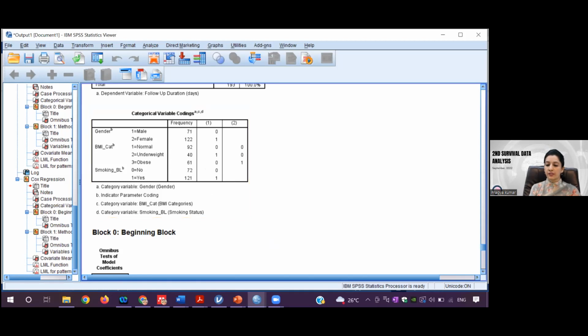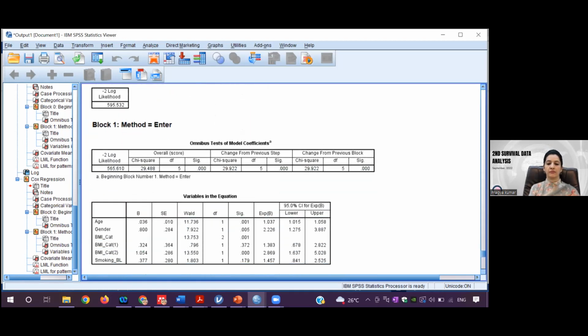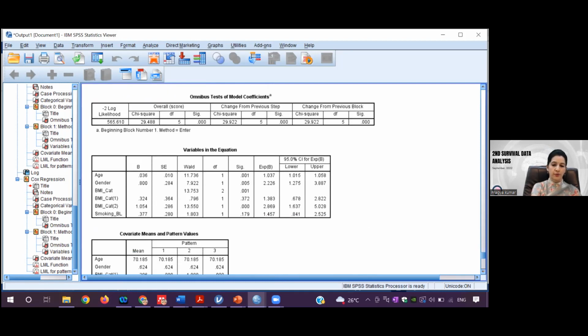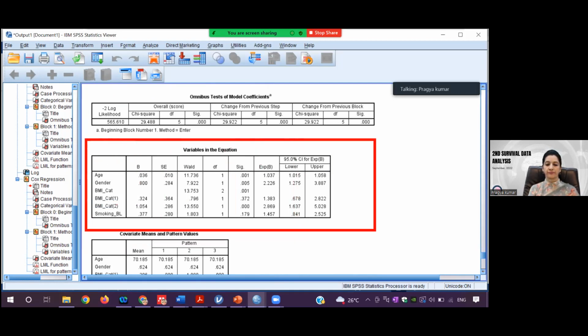Now coming to the interpretation. This table is the most important table, and this is the table we give in our manuscript. This is the adjusted hazard ratio. I'll tell you how to calculate the unadjusted also. When you have only a single variable, that is the unadjusted hazard ratio, because you have not adjusted for the other confounders. And you know what a confounder is? A confounder is a variable in the presence of which the effect gets either overshadowed or overexpressed.